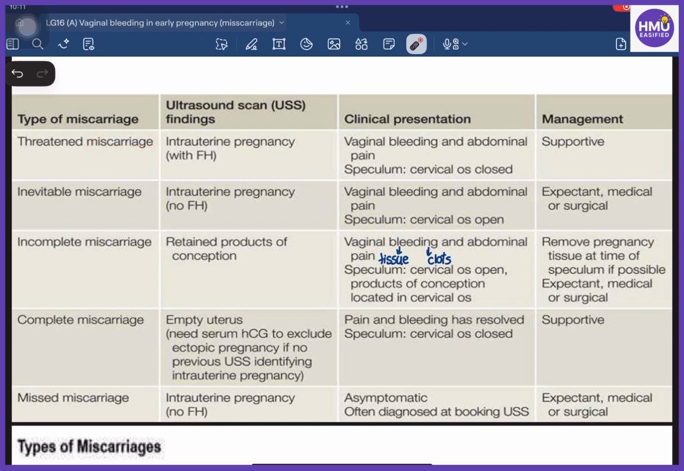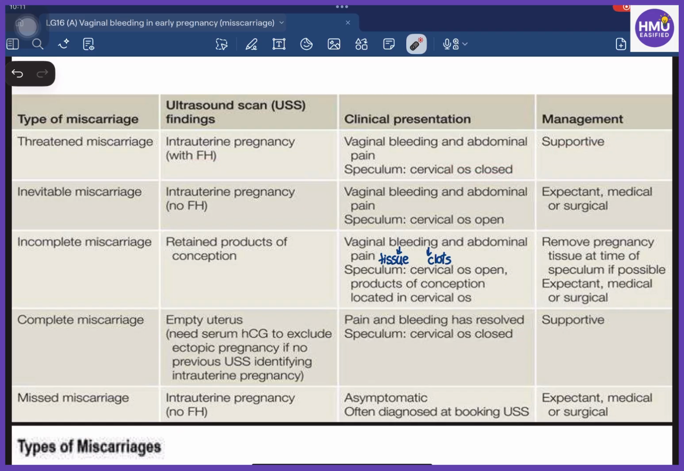If a woman has threatened miscarriage with bleeding, it may stop, and she may have a viable pregnancy without treatment. On ultrasound, you will see an intrauterine pregnancy with fetal heart rate positive. This is in threatened miscarriage. The important point is fetal heart rate positive with cervical os closed, and the management is only supportive.